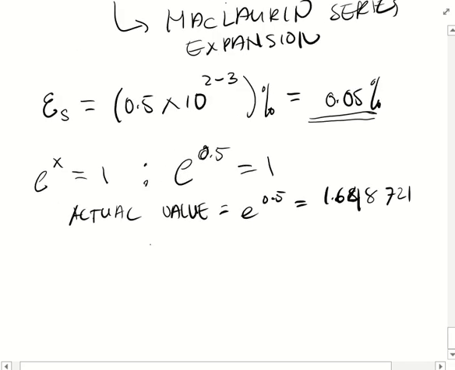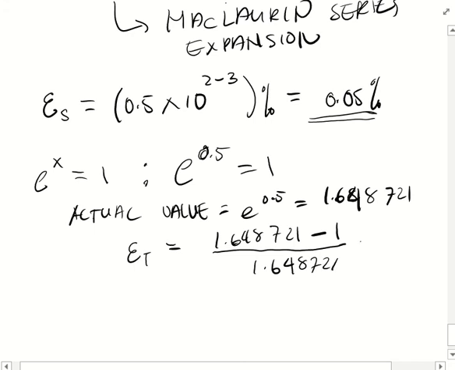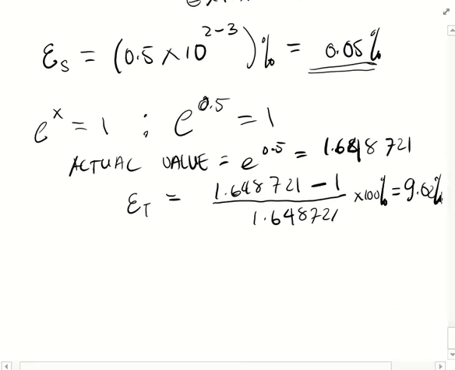Now if we solve the true error here, it will be equal to 1.648721 minus 1, that's our first approximation, divided by 1.648721 times 100%, and this is equal to 39.3%. So this is still a very high error. So we don't use that approximation, which is equal to 1. So what we do is we add another term.